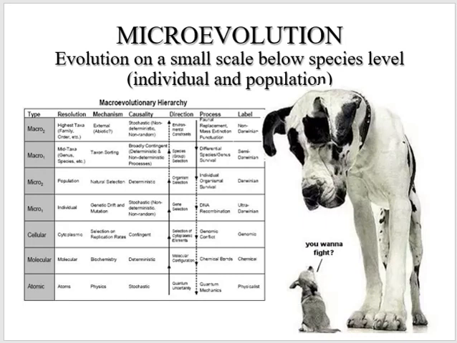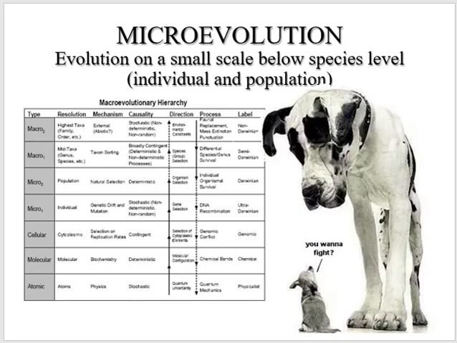Deviating a bit from that, we're going to talk in this series about microevolution. Microevolution is another driver of evolutionary change, but it's a bit different. So micro operates on a much smaller scale. It operates below the species level, so at the level of what you'd refer to as the individual or the population.